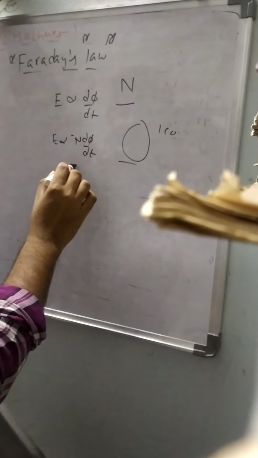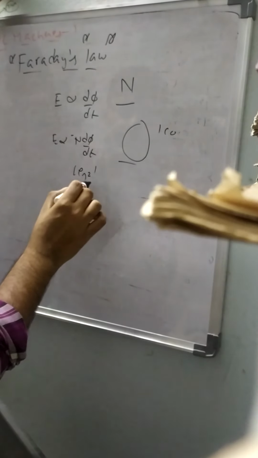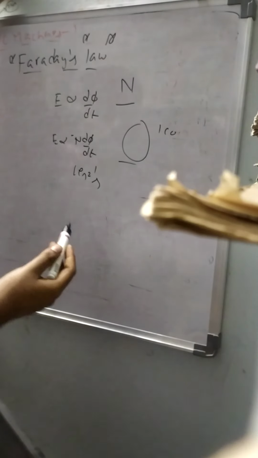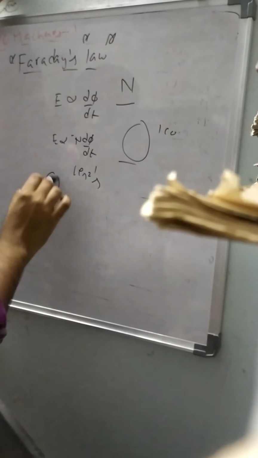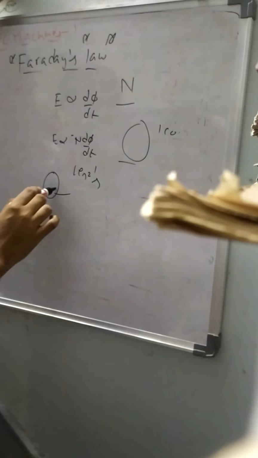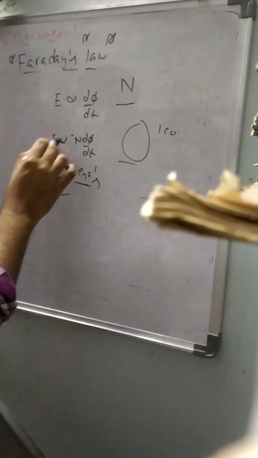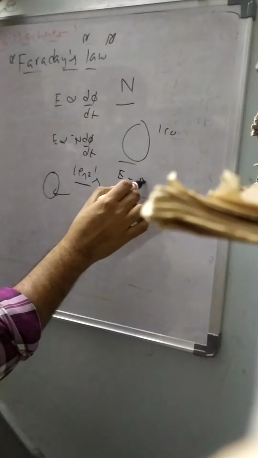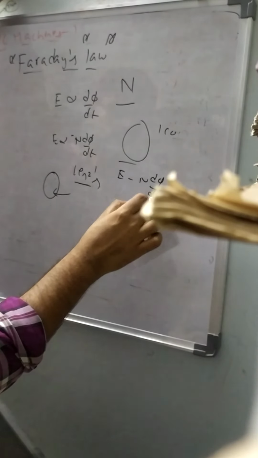That minus is due to Lenz's law. What does Lenz's law mean? As I told you, whenever a conductor cuts the flux, an EMF is produced. Whatever EMF is produced, it tends to oppose the cause, like an action and reaction. So it opposes the cause, and due to this we get the minus sign. So E is equal to minus N d phi by dt.